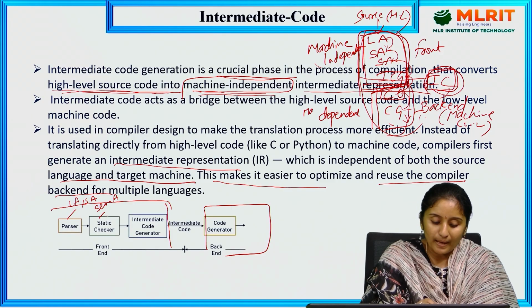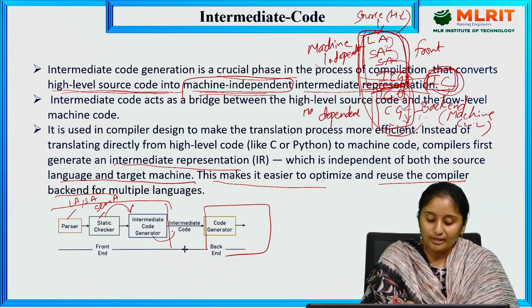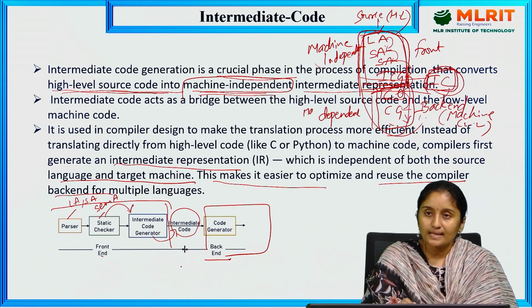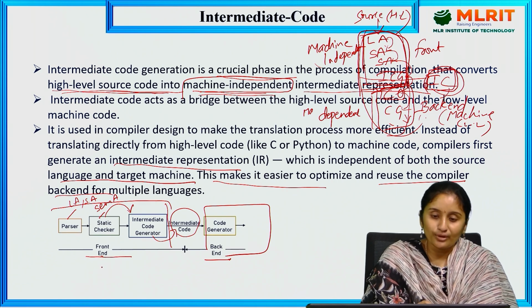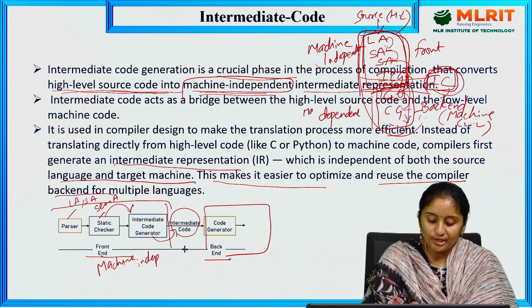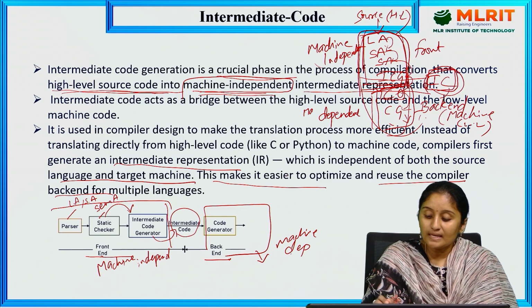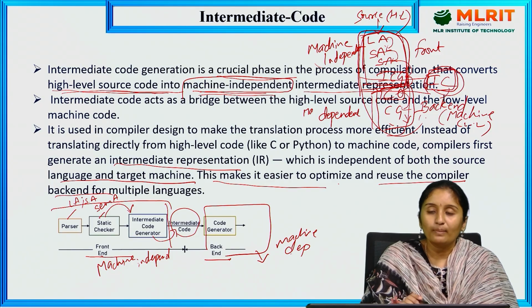The parse tree, which is given as an input to the intermediate code, generates the intermediate code as output. So it is acting as a bridge between the front end and the back end. The front end is going to generate machine independent output. It is machine independent. And coming to the back end, it is machine dependent. This makes it easier to optimize and reuse the compiler backend for multiple languages.